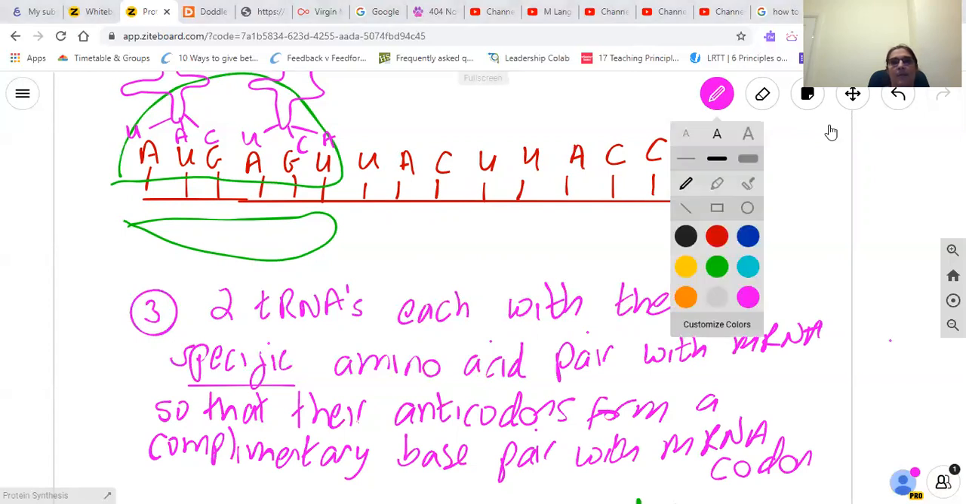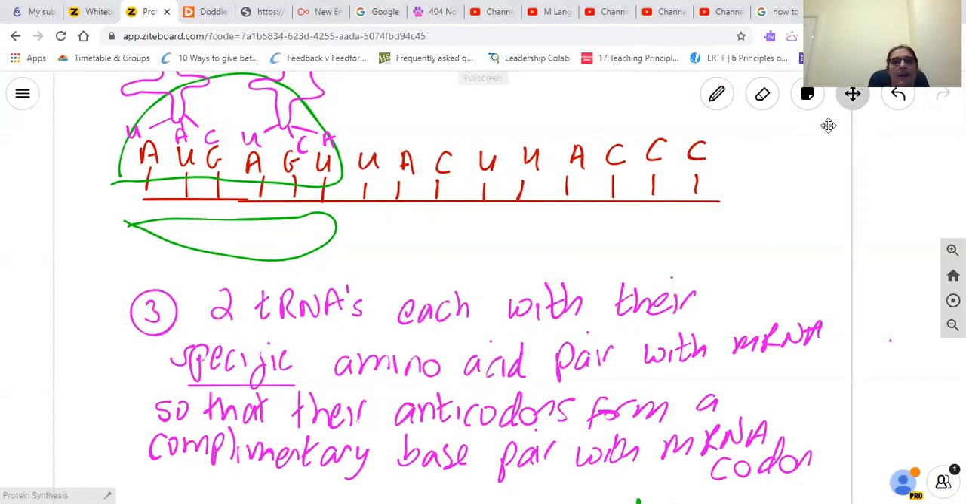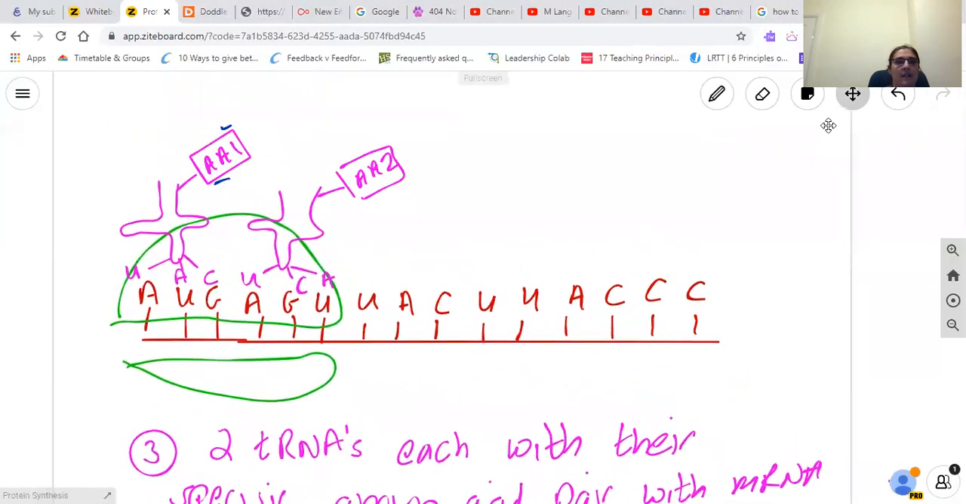And the next thing that will happen is that our amino acids that are up here, they will form a peptide bond. Okay, so that's going to be number 4, is that a peptide bond is formed between amino acid number 1 and amino acid number 2.